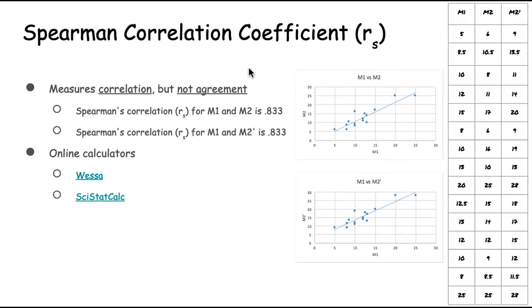The Spearman correlation coefficient is the non-parametric version of correlation. It's a non-parametric Pearson correlation. So it's also measuring correlation but not agreement.